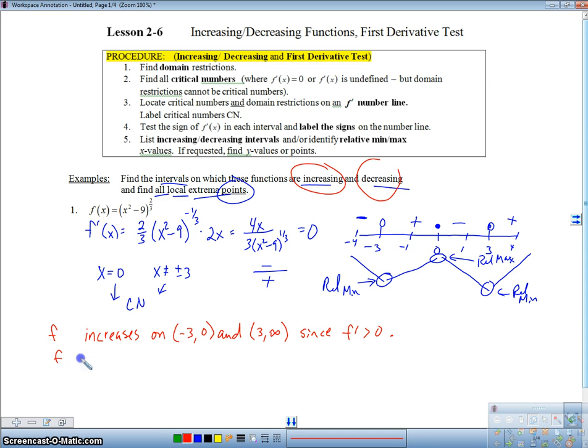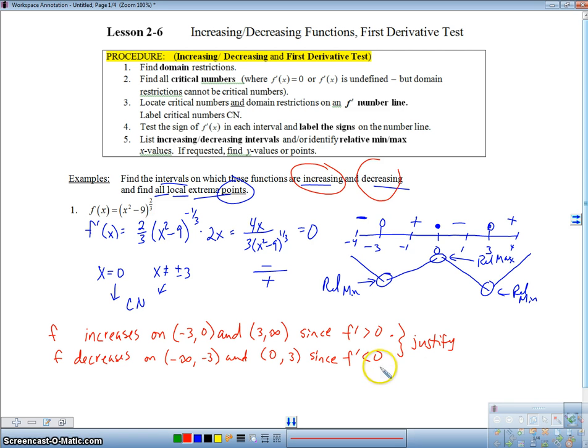Okay, then we're going to write f decreases on the interval negative infinity to negative 3 and 0 to 3 since f prime is less than 0. Okay, that's how we justify. This right here is our justification. And normally on the AP exam, they're going to ask you to justify. So this is how we justify it.